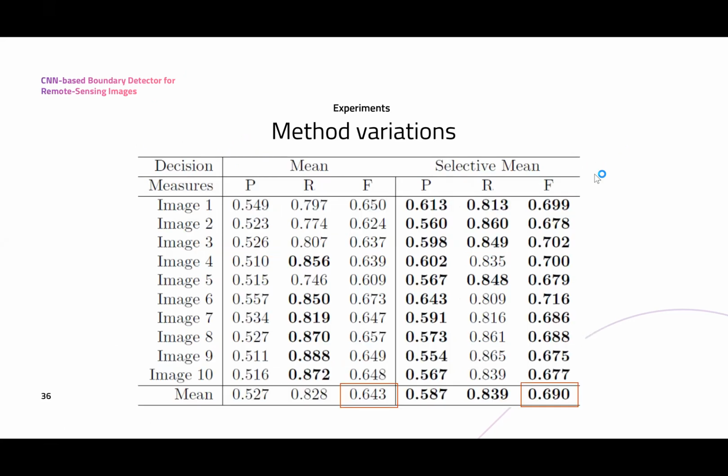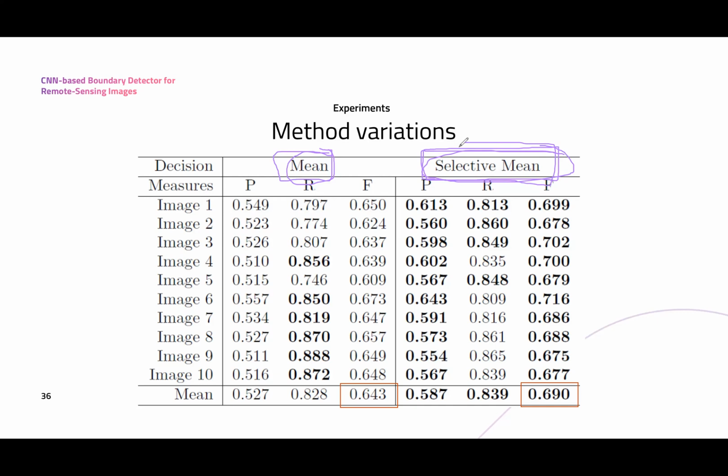Here is an interesting test we did: we compare the mean with the selective mean. What do we mean? With the mean, we take the average of all, but with the selective mean, we select from the bands, and only those with high eigenvalues could be selected. So those of higher importance in terms of eigenvalues.